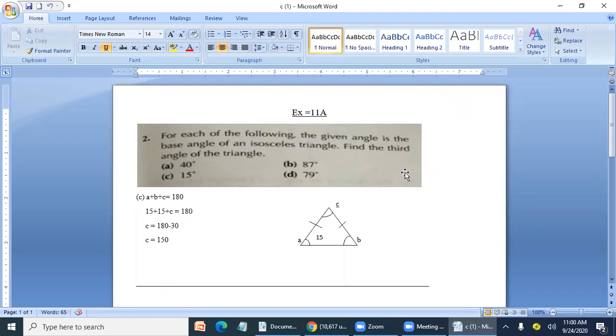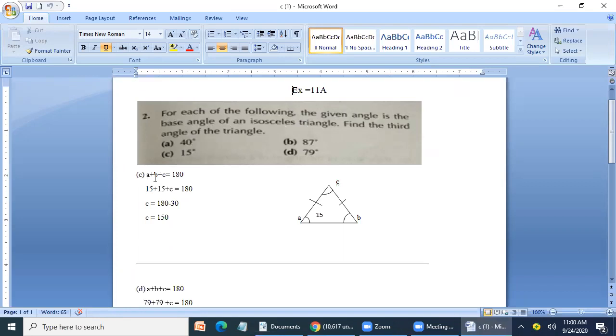As you can see on the display, this is question number 2. For each of the following, the given angle is the base angle of an isosceles triangle. So what is given to us? The base angle of an isosceles triangle, and we have to find the third angle of the triangle. I have solved the C part and D for you. So let's start the C part.